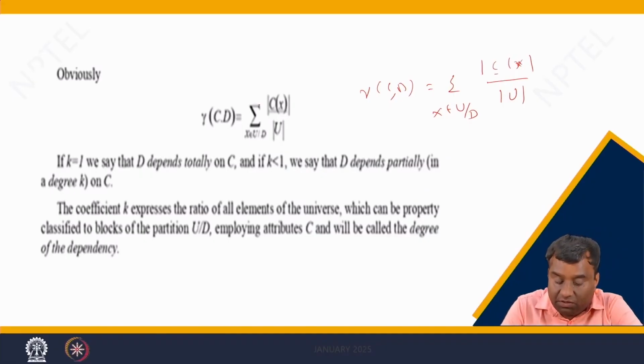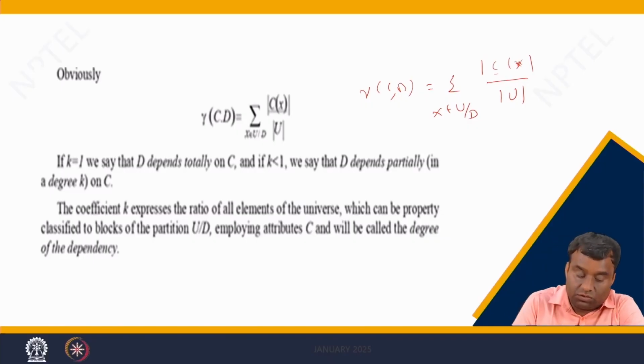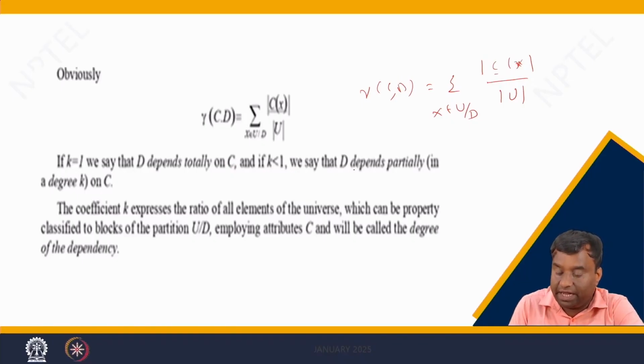Obviously, gamma(C,D) equals the summation over x belonging to U/D of the cardinal number of the lower approximations of x, divided by |U|. So if k equals 1, we say that D depends totally on C. If k is less than 1, we say that D depends partially, in degree k, on C. The coefficient k expresses the ratio of all elements of the universe which can be properly classified to blocks of the partition U/D employing attribute C, and it is called the degree of dependency.